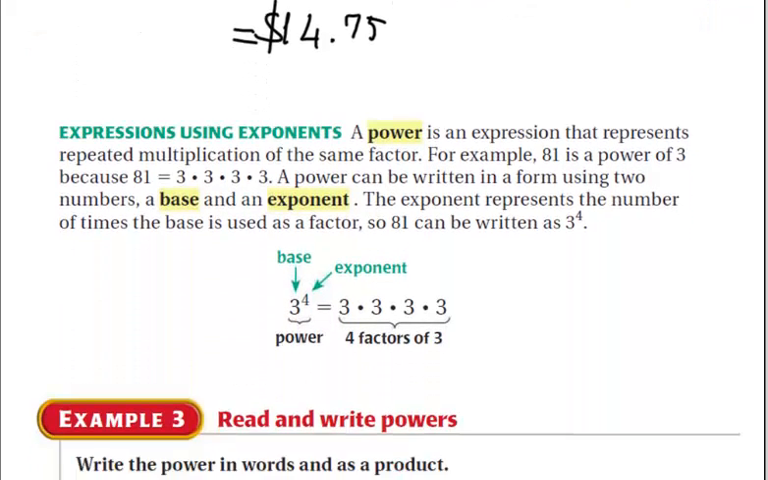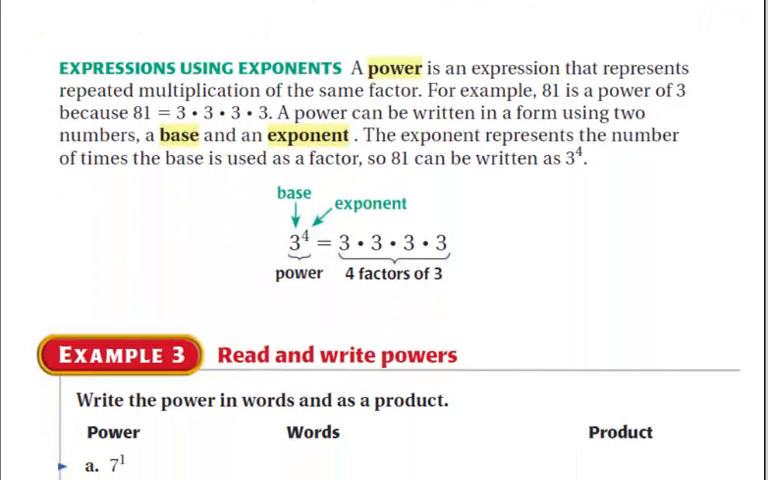Next part is about exponents. So we have 3 keywords in here. A power is an expression that represents repeated multiplication of the same factor. For example, 81 is a power of 3 because 81 equals 3 times 3 times 3 times 3. A power can be written in a form using 2 numbers, a base and an exponent. The exponent represents the number of times the base is used as a factor. So 81 can be written as 3 to the 4th power.